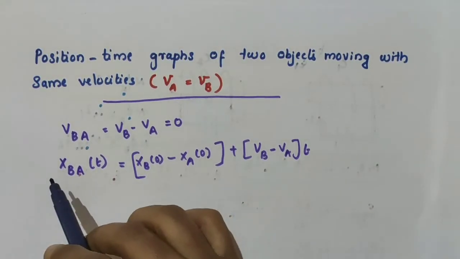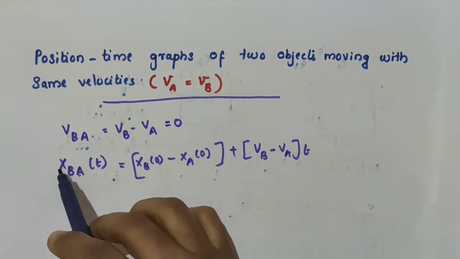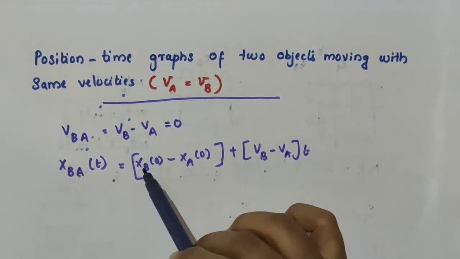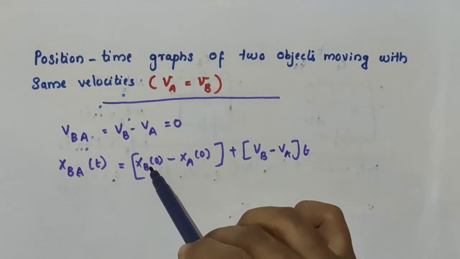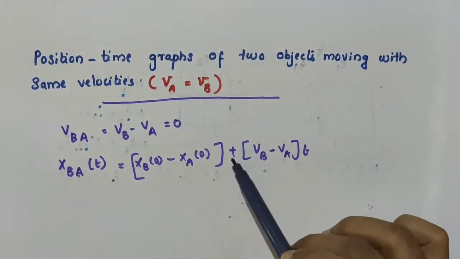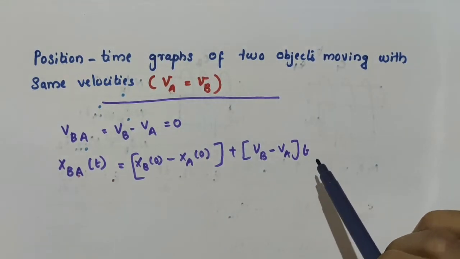This is the displacement of B from the object A at a time t. That is equal to the position of B at t equal to 0 seconds, minus the position of A at t equal to 0 seconds, plus VB minus VA into t.